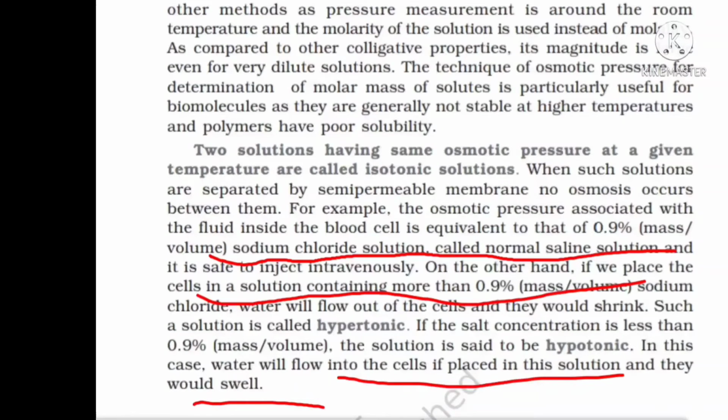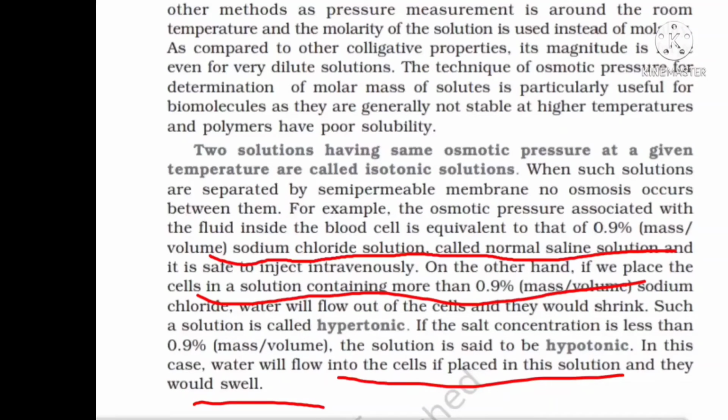And examples for such solutions are: what is an isotonic solution? Two solutions having the same osmotic pressure at a given temperature are called isotonic solutions. When such solutions are separated by a semi-permeable membrane, no osmosis occurs. For example, the osmotic pressure associated with the fluid inside the blood cell is equivalent to that of 0.9% sodium chloride solution, and this is called normal saline solution and is also safe to inject intravenously.